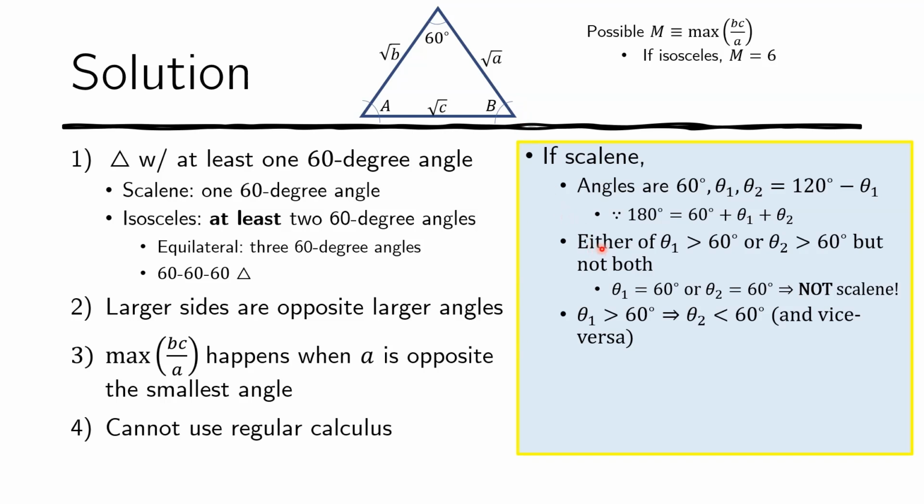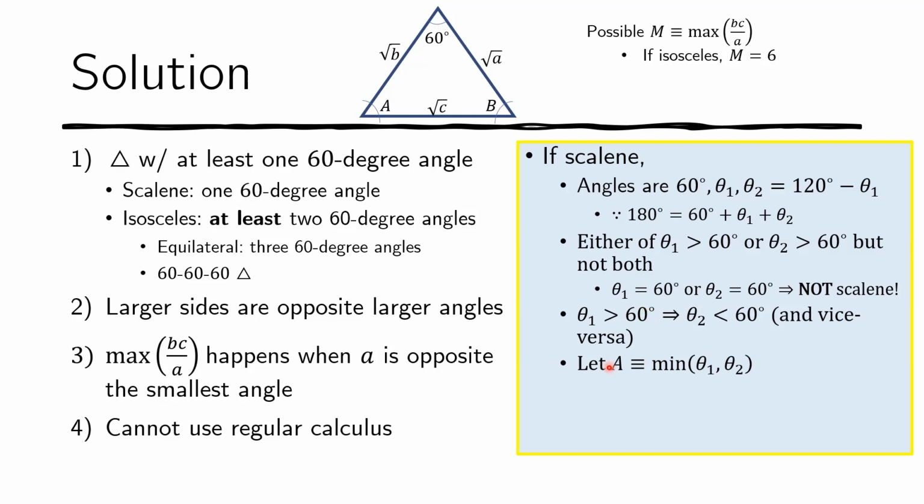And so that shows that either theta 1 is greater than 60 degrees or theta 2 is greater than 60 degrees. And if theta 1 is greater than 60, then theta 2 must be less than 60. And the other way around, if theta 1 is less than 60, then theta 2 must be greater than 60.